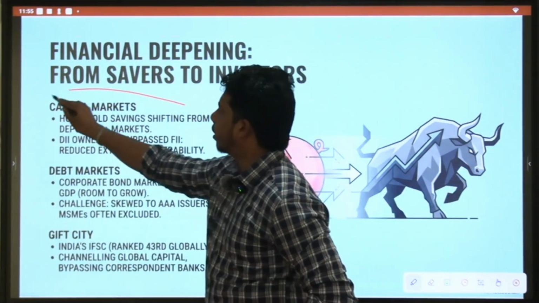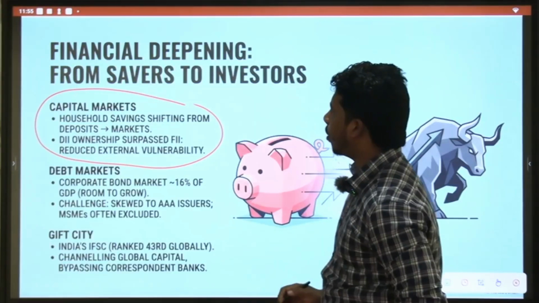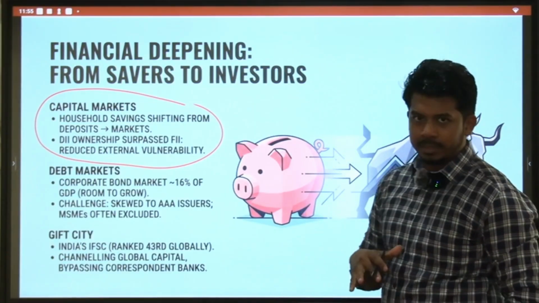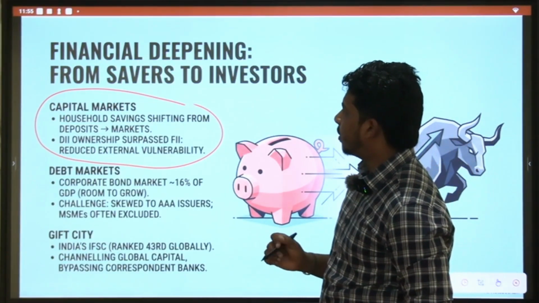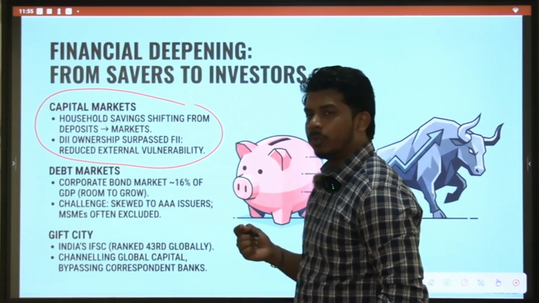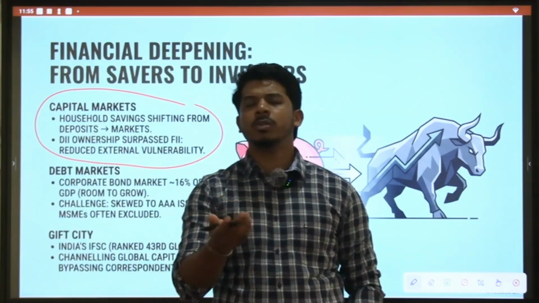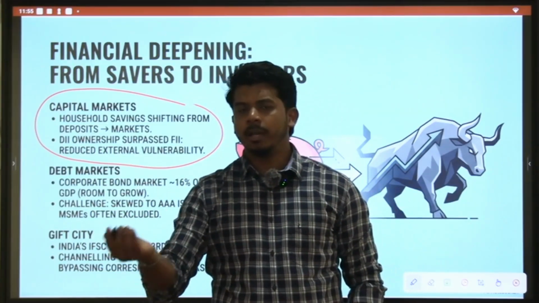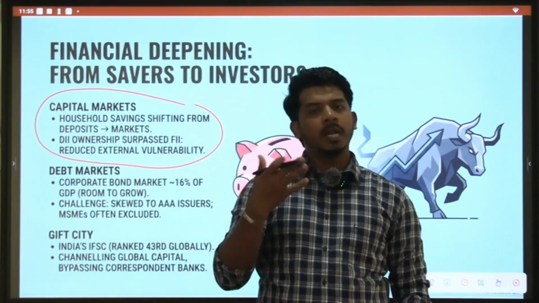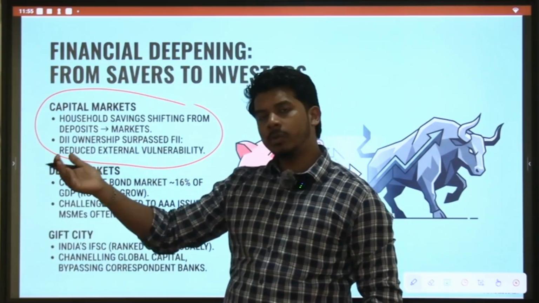First they are talking about capital markets. So in the capital markets, household savings are shifting from deposits to markets. Households are entering these capital markets. Previously, households used to prefer only bank deposits or saving within homes, etc. But now many households are coming to the capital markets.